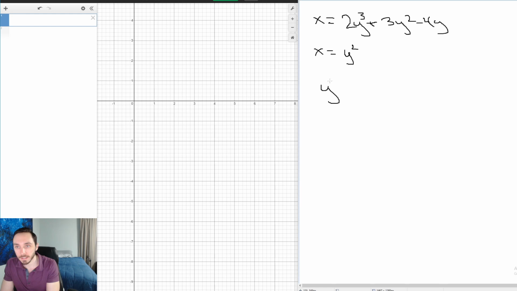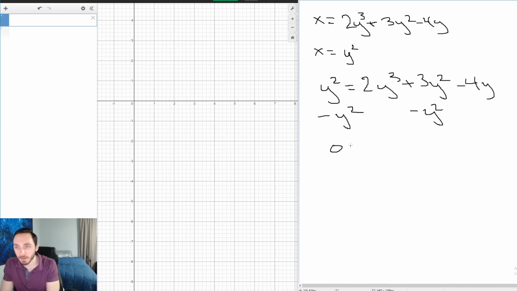So let's set them equal to each other. Let's see if that might help. So I'm gonna have y squared is equal to 2y cubed plus 3y squared minus 4y. Okay, I'm gonna move this y squared on over. So I'm gonna get 0 is equal to 2y cubed plus 2y squared, and then that's a minus. I don't know why I was making that a plus. Minus 4y.